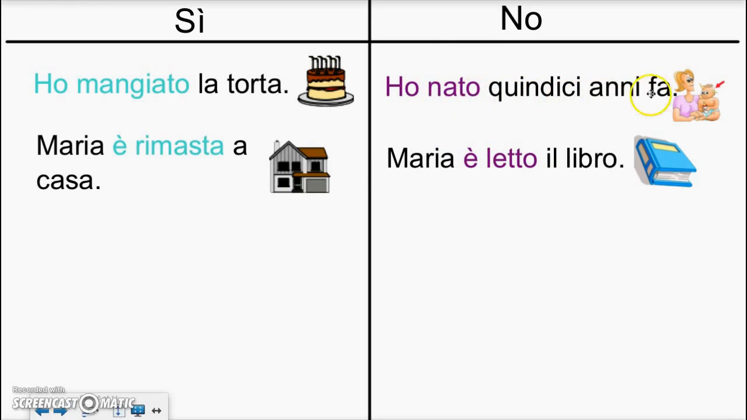Ho nato 15 anni fa. You would not say ho nato. You would have to use essere instead of avere here. Maria è letto il libro. You would not say è letto. You would have to use avere here.